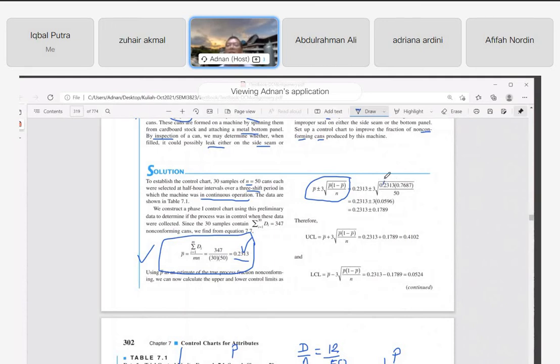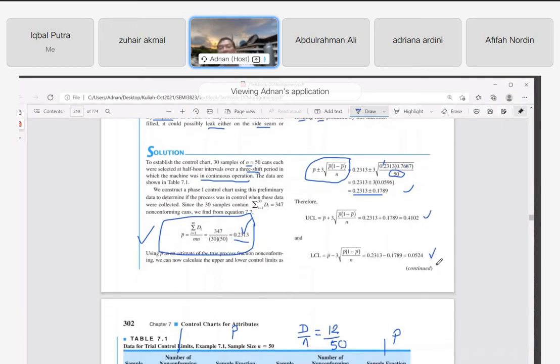P bar times 1 minus P bar, and remember the denominator is N, the N of each group. So in this case, N is fixed. So you are measuring N of a fixed number. Every sample, we get N equal to 50. So solve this, and then this is what you get for the upper control limit and lower control limit. Any question up to this point?